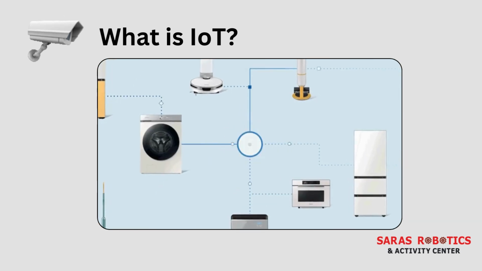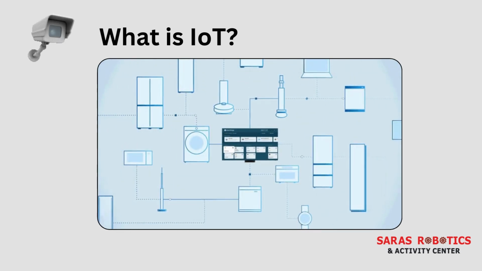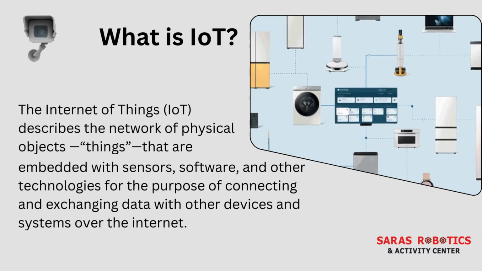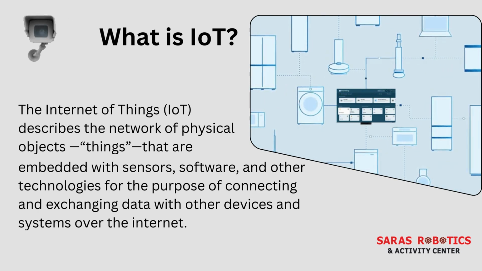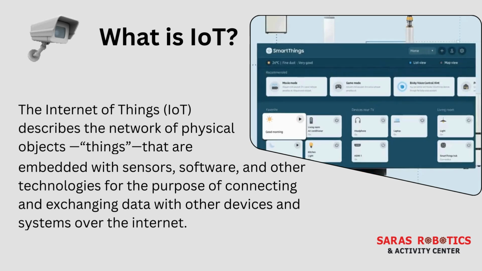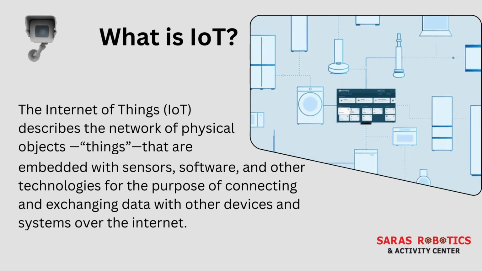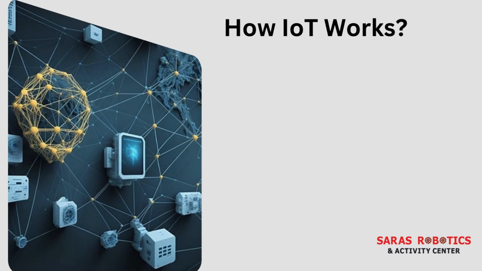IoT is when everyday objects like your fridge, your watch, and even your lights can connect to the Internet and communicate with each other. The Internet of Things describes the network of physical objects, things, that are embedded with sensors, software, and other technologies for the purpose of connecting and exchanging data with other devices and systems over the Internet. So, how does this all work?